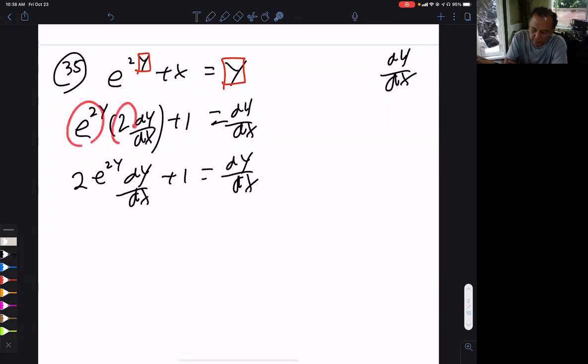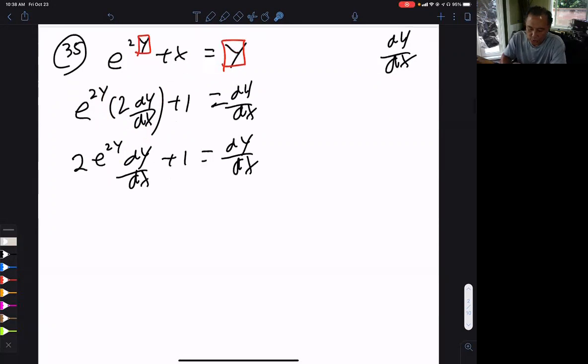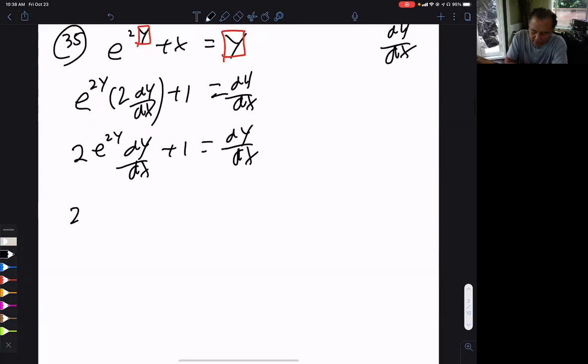So these are all being multiplied. And you learned that multiplication is commutative and associative. You could rearrange in any order you want. So I just put the 2 and e to the y first. Now I'm trying to isolate dy/dx. So I will end up with this, and I'll explain what's happening also.